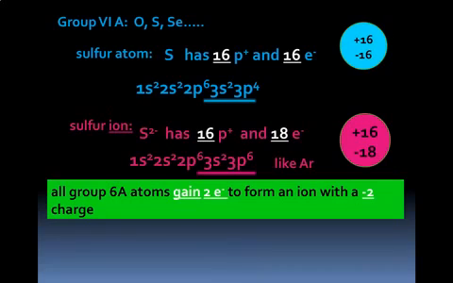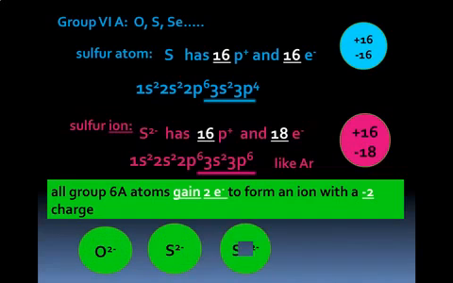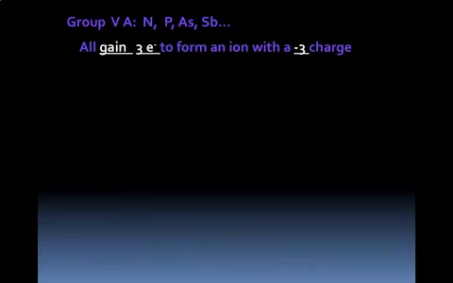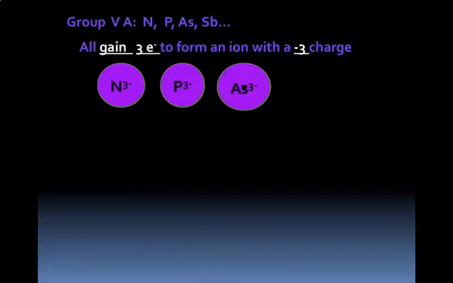So all the group 6A atoms will gain 2 electrons to form an ion with a -2 charge. Oxygen -2, sulfur -2, selenium -2, and so on. Okay, the group 5A, we're working backwards, so we've gone gaining 1, gaining 2, so these will gain 3, and they will have a -3 charge. So nitrogen 3-, phosphorus, arsenic, and so on.